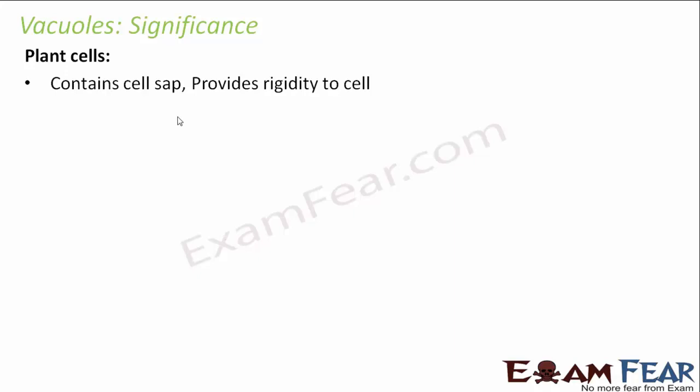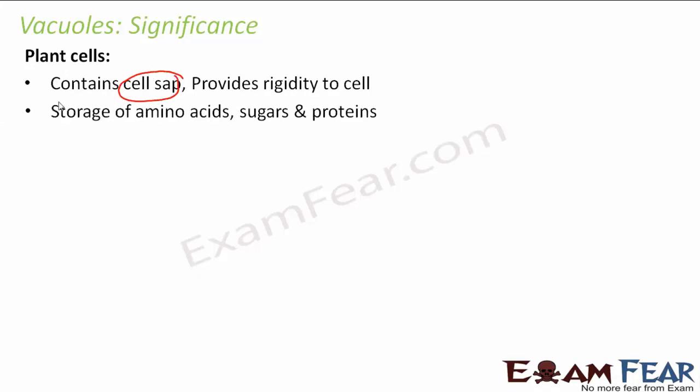So because of the presence of this fluid, it provides rigidity to the plant cell. It also helps in the storage of amino acids, sugars and proteins. As I mentioned before also, the more and more organs you have to store things, the better it is. So again, this is another organ which helps in storage of amino acids, sugars and proteins.